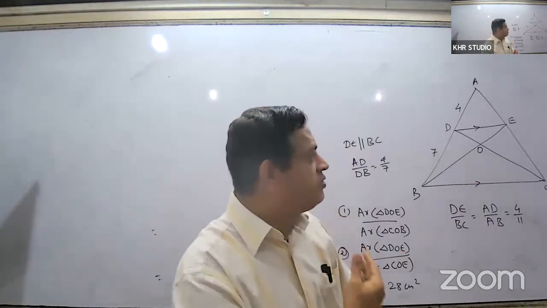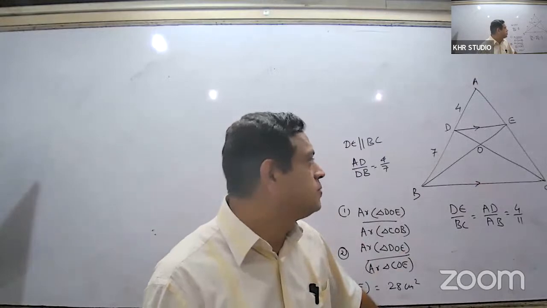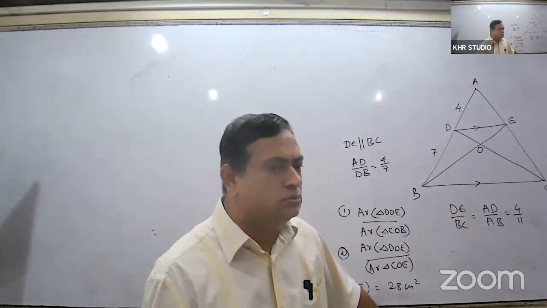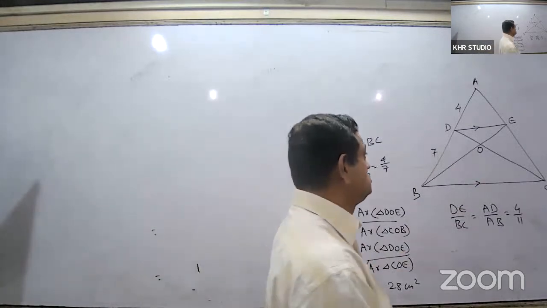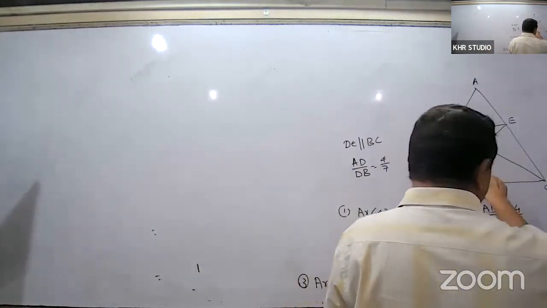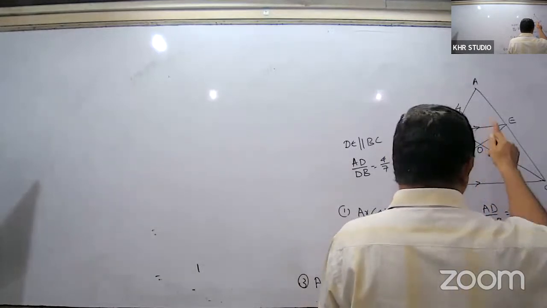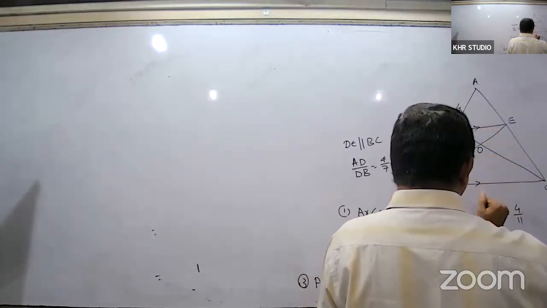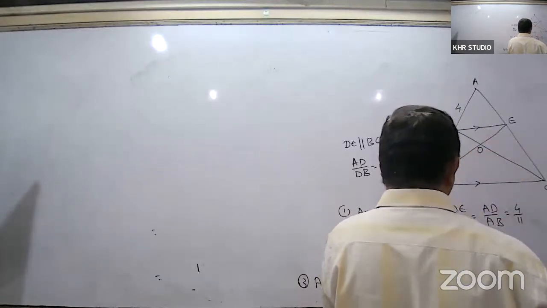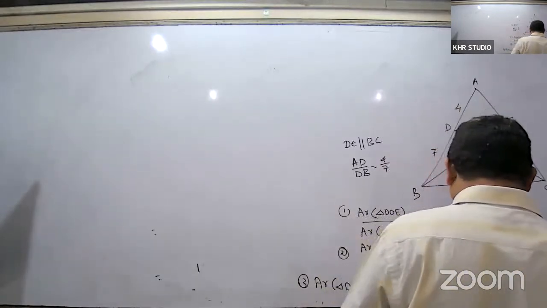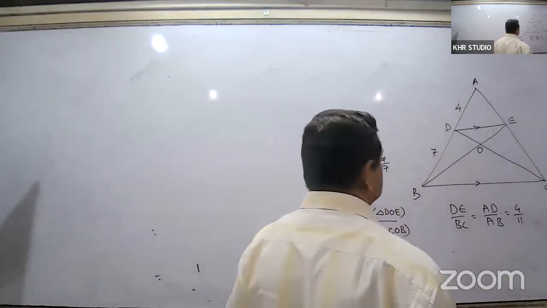DO upon OC will also come 4 upon 7. Is it 4 upon 7 or 4 upon 11? EC is 7, AC is 11, AE is 4. These two triangles are similar, no? So DE upon EC is correspondingly 4 upon 7. Have you all followed? Okay, so this is the one.